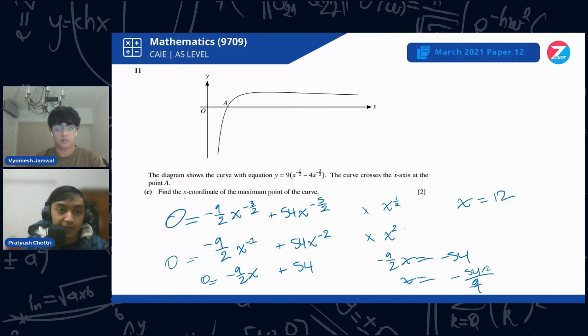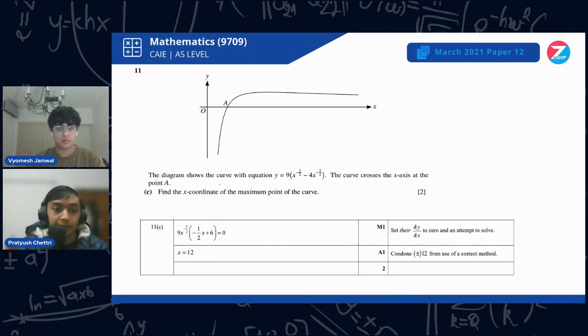But it says... Yeah, just the x coordinate. So our answer is just x is 12. If it said coordinate, we'd have to find the y, but they don't bother. Right, so here it is. Make it equal 0, x is 12. The way they did it is they factored out 9 to the x minus 5, and they just made this part equal to 0. That's what they did. Anyway, you can solve equal to 0, whatever strikes your fancy.